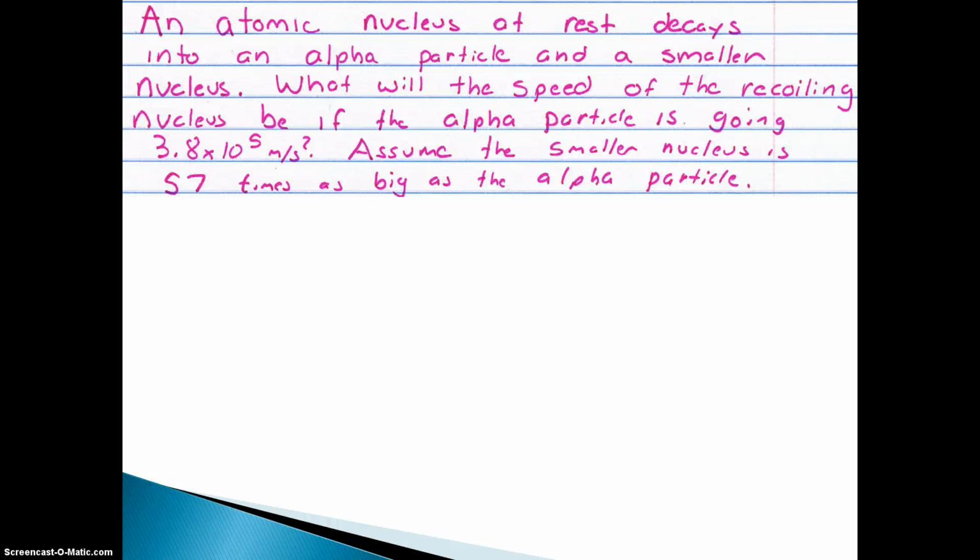What will the speed of the recoiling? Okay, underline speed, that's velocity. And recoiling, that means that they're breaking apart and going opposite ways. If the alpha particle is going that many meters per second, assume the smaller nucleus is 57 times as big as the alpha particle. Okay.